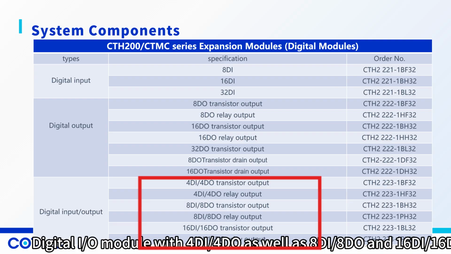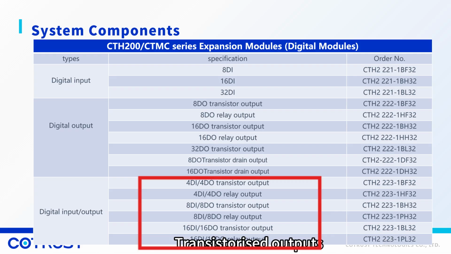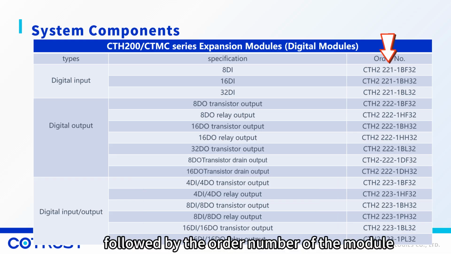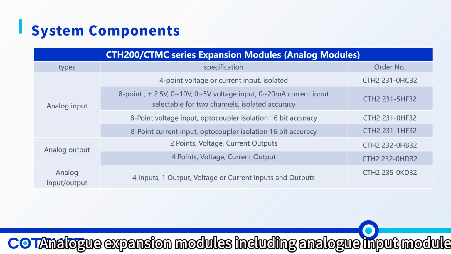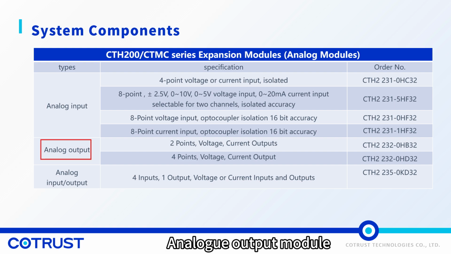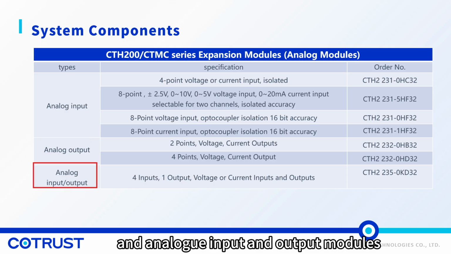Digital I/O modules include 4DI, 4DO, as well as 8DI, 8DO, and 16DI, 16DO. Transistorized outputs and relay output types are available, followed by the order number of the module. Analog expansion modules include analog input modules, analog output modules, and analog input and output modules.